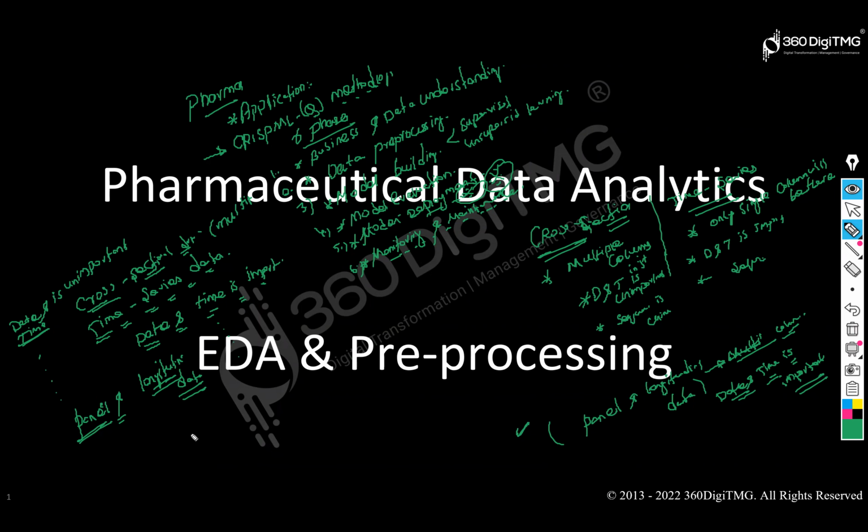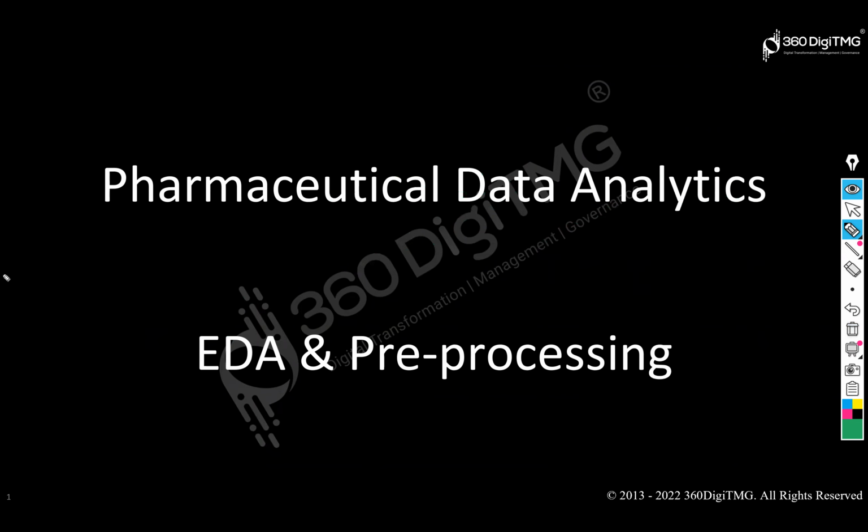Now balanced versus imbalanced data. Now we want to speak about what is balanced data and what is imbalanced data. Balanced data. Imbalanced data. Imbalanced data is also called rare events. We will speak about it.